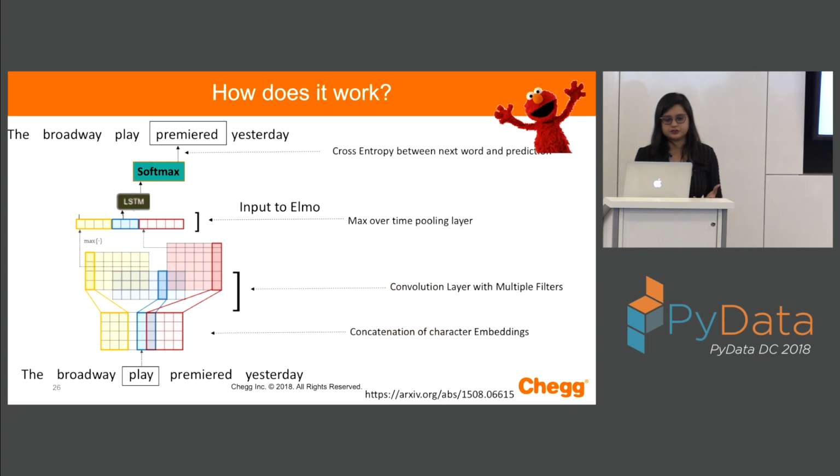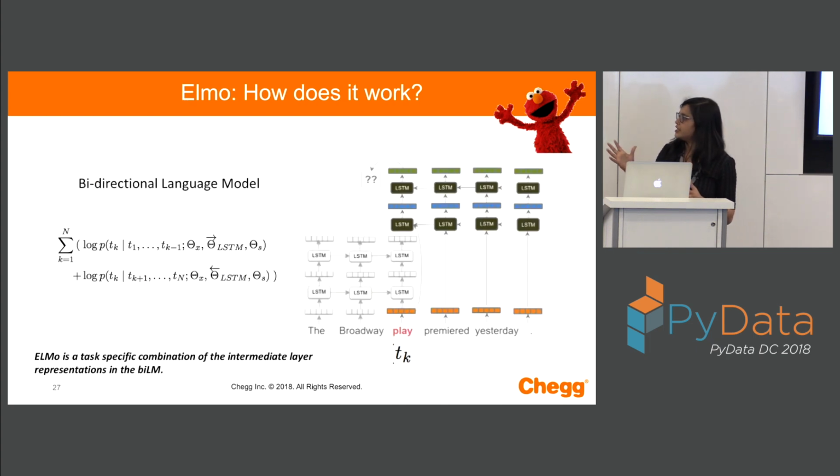So how does it actually work? It uses a bidirectional language model, which means it maximizes the probability of seeing play given the Broadway, and plus, given premiered yesterday, the probability of seeing play before it. So it maximizes both of these probabilities. That's one thing that's different compared to previous language models that I have discussed.